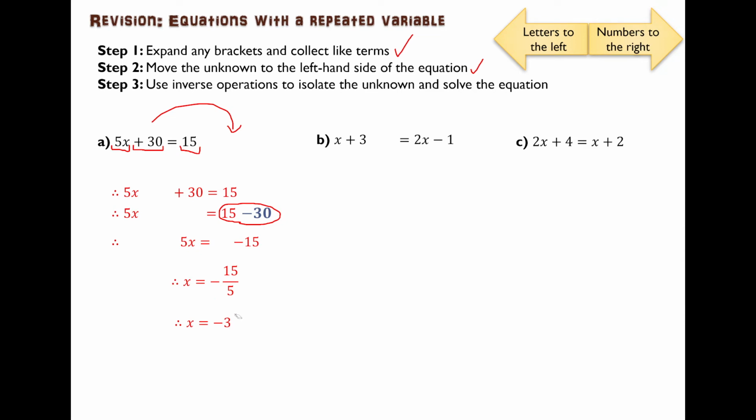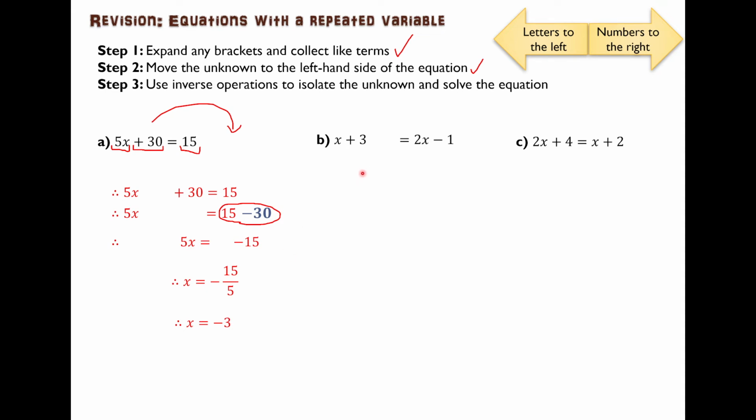Another way to think of it, just for completeness, is if we had negative 15 divided by 5, which would be the same as this. These are two different ways of writing the same thing. I've got a negative divided by a positive is a negative. 15 divided by 5 is 3. So you can do it in two separate parts.